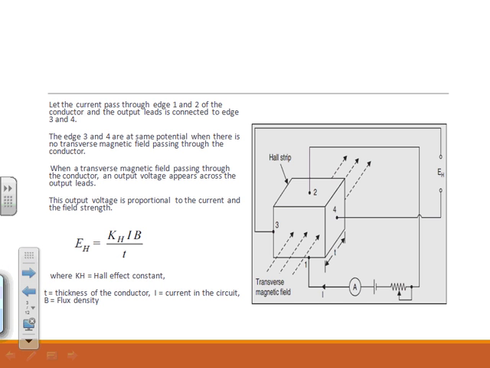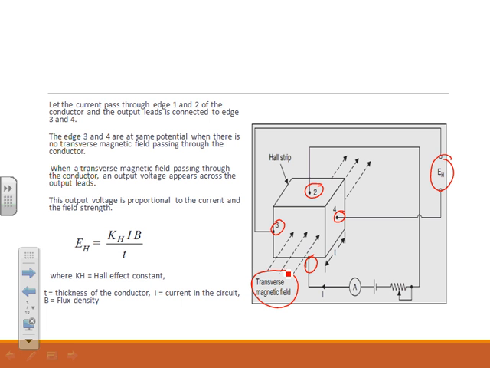Now let us consider again: the current passes through edges 1 and 2. There are two edges there, edge 1 and 2. The current passes through the conductor via edges 1 and 2. The output leads are connected to edges 3 and 4. This is the output edge. The edges 3 and 4 are at the same potential when there is no transverse magnetic field through the conductor.